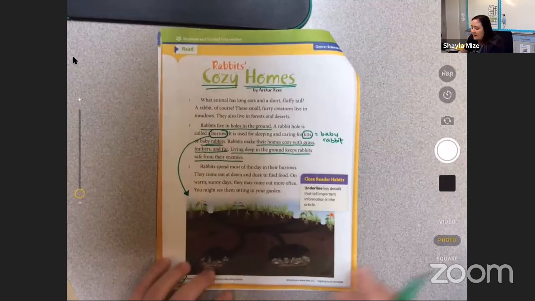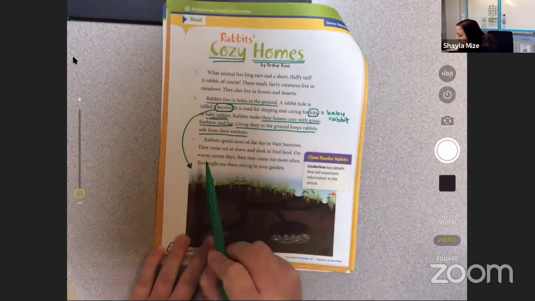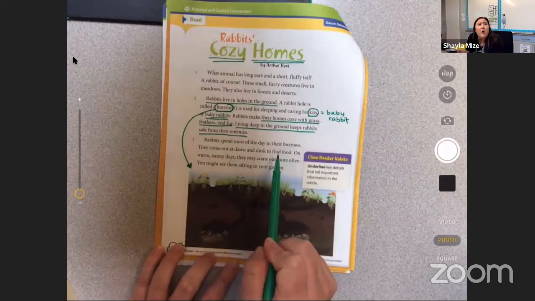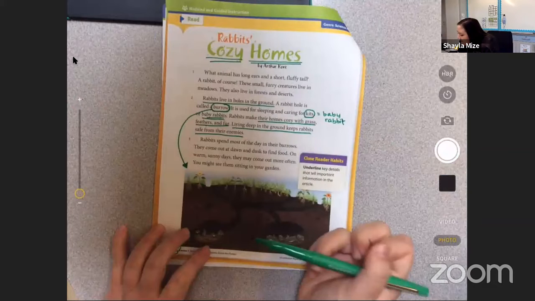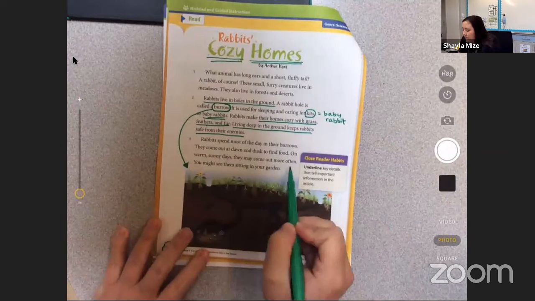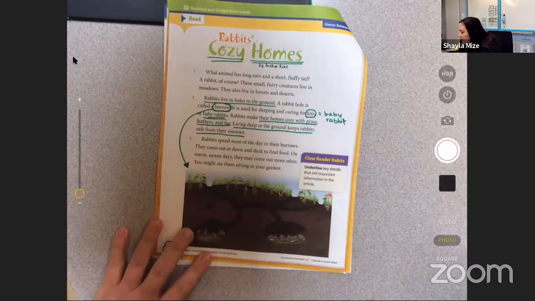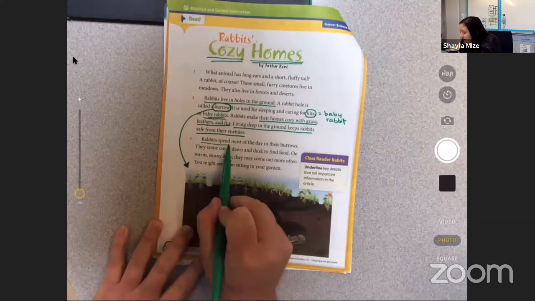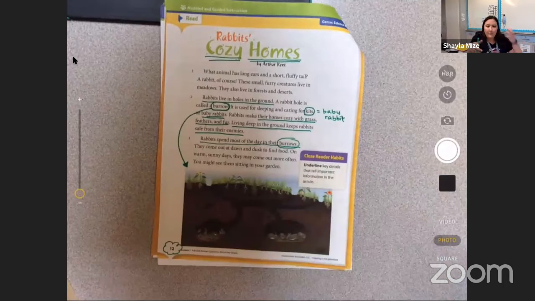Interesting. Let's keep reading. Rabbits spend most of their days in burrows. They come out at dawn and dusk to find food. Is anything about that about their home? That's talking about how they go get food. I see lots of thumbs down. On warm, sunny days, they may come out more often. You might see them sitting in your garden. So maybe we could also underline, because it's a key detail, that rabbits spend most of their days in their homes, in their burrows. That's about the home.